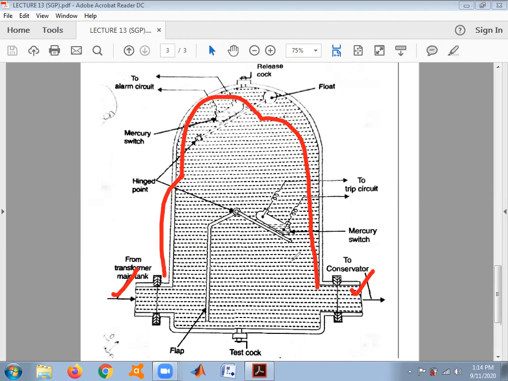From the diagram we can say that there are two mercury switches: one at the upper segment, and this is the lower segment mercury switch. The mercury switches are placed on the hinged points. At the top there is a floater connected to the upper mercury switch, and another is connected across this flap.